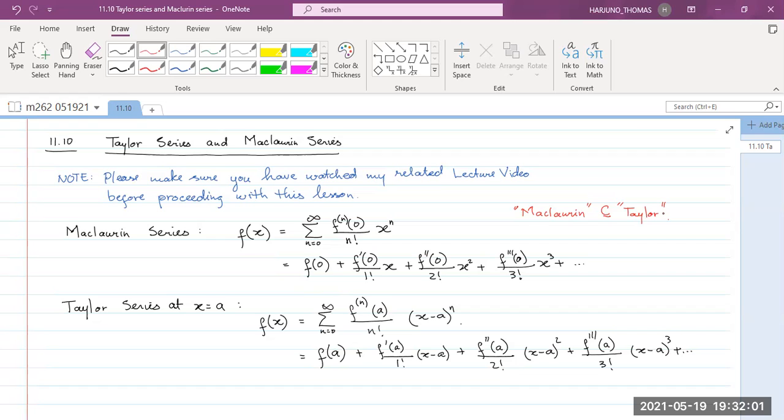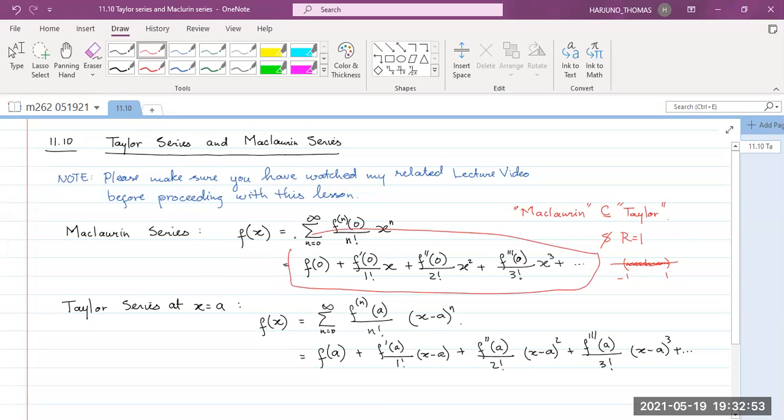Maclaurin series is the series expansion around zero. When I say around zero, then it's the following. Suppose the radius of convergence is 1. Then the Maclaurin series we use to approximate the function is only valid between -1 and 1, which is the interval of convergence centered at 0 with radius 1. So we can use the series that we get here to approximate the function only if x is between -1 and 1.